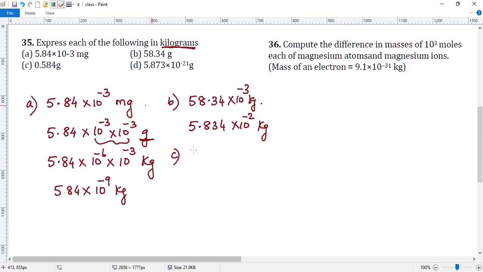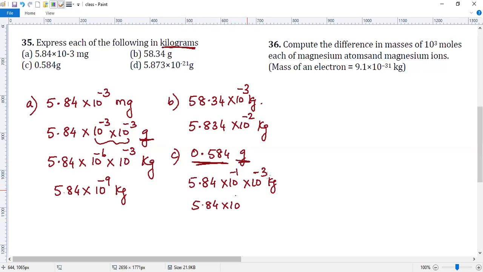Subdivision C. 0.584 grams. So I can write this as 5.84 into 10 power minus 1. Simplify only this number. Next, instead of grams, for kilograms it is into 10 power minus 3 kg. So what will you get? 5.84 into 10 power minus 1 and minus 3 added together will give you 10 power minus 4 in kg.